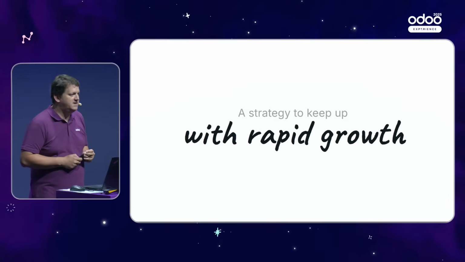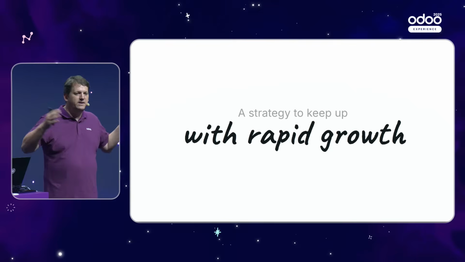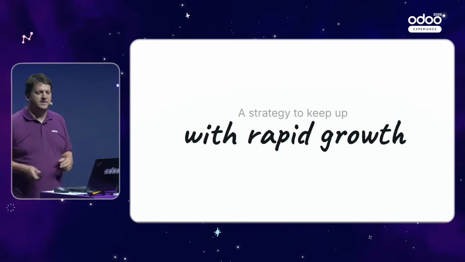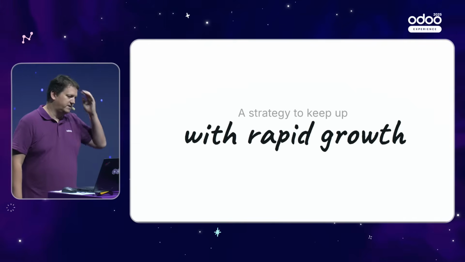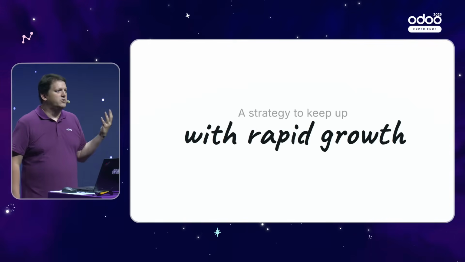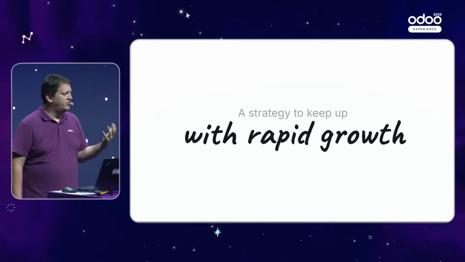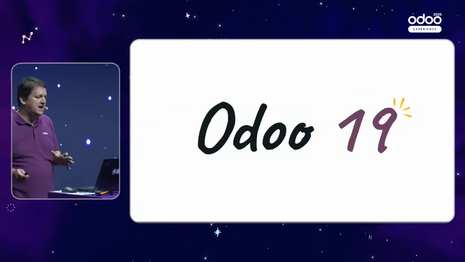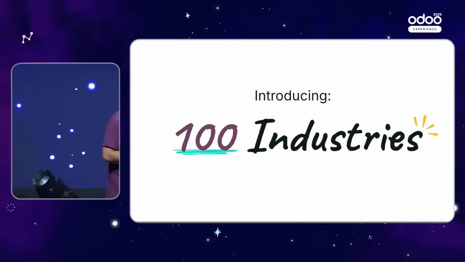So now the question is, how do we keep innovating and growing and building this partner network, building the community, and evolving everything at this rapid growth? Because in order to do that, year after year, we had to innovate. So what will we do this year? This year, I'm happy to introduce a new strategy that we will launch, which is in Odoo 19, we will ship with 100 industries package.